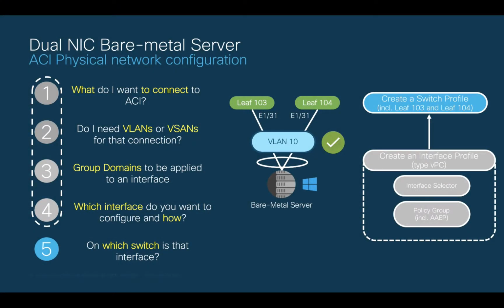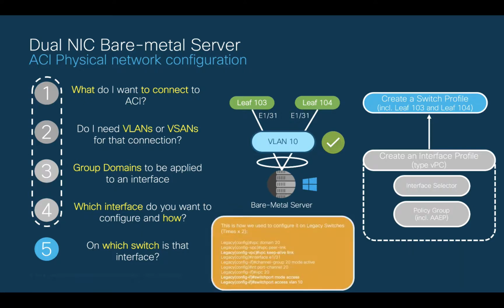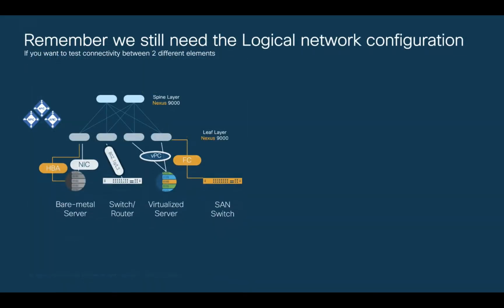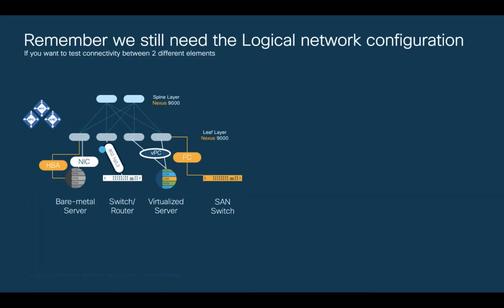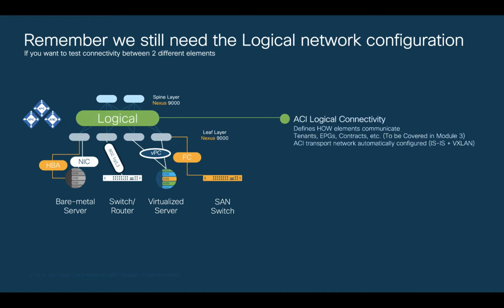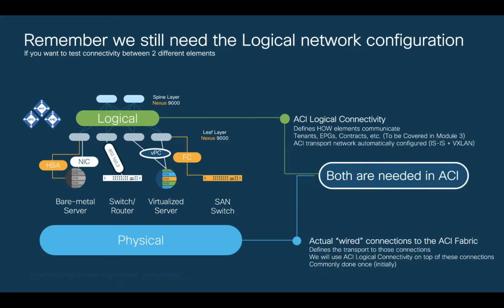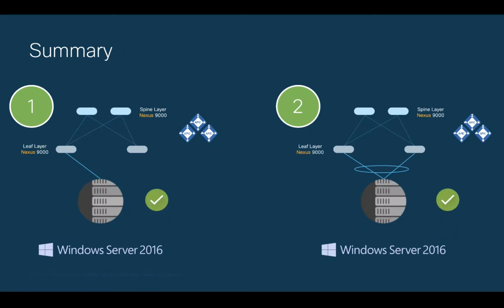As you can see, we're doing the same thing we were doing on traditional networks, but now with a few differences and potentially with less errors. As covered before, connectivity between endpoints will only happen once we configure the logical connectivity, such as tenants and contracts. So don't expect pings to work for now. We will cover that in Module 3 so that you can communicate anything over ACI. We've learned how to configure the physical network for single and dual NIC servers using vPC.